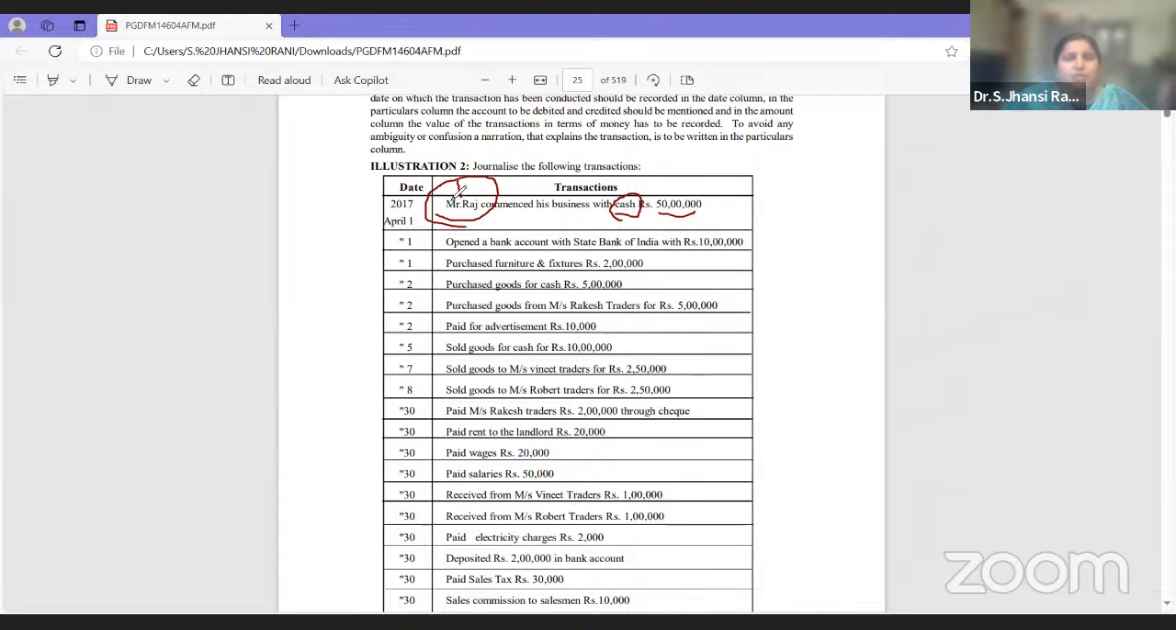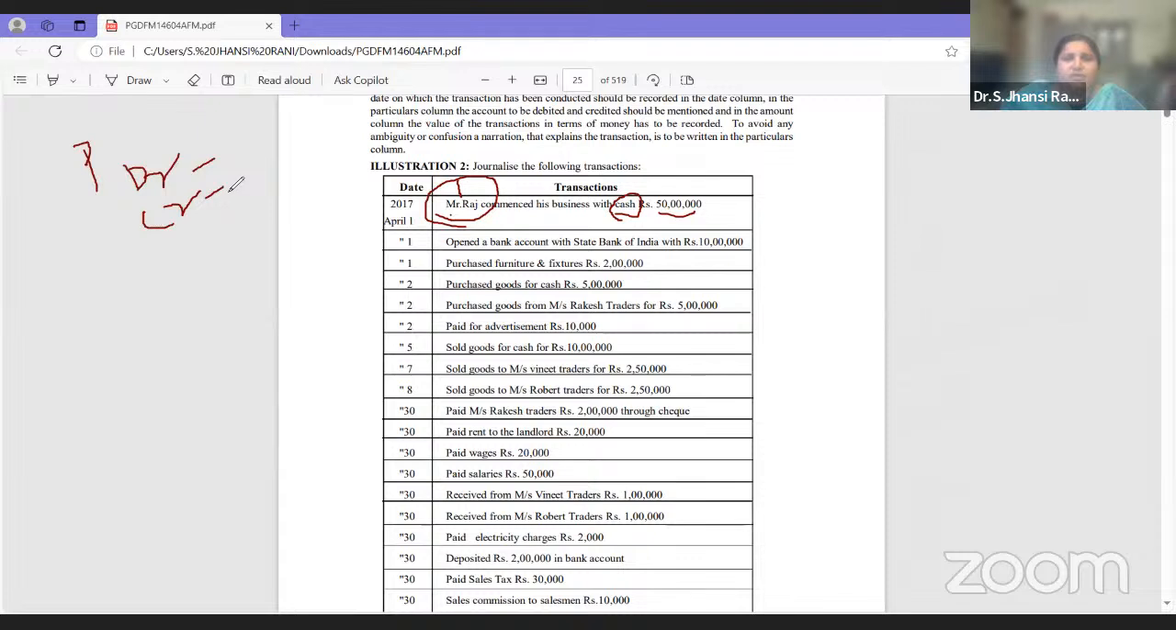Now, what is Raj doing? He's starting business. As per the business entity concept we discussed, the business is different and the owner is different. So when the owner is bringing cash into the business, he is a giver. He's giving cash to the business. Who is giving? Mr. Raj. So as per the personal account rule, debit the receiver, credit the giver.